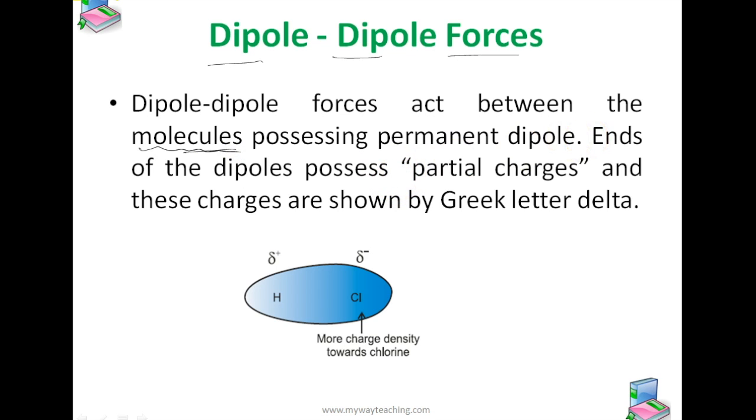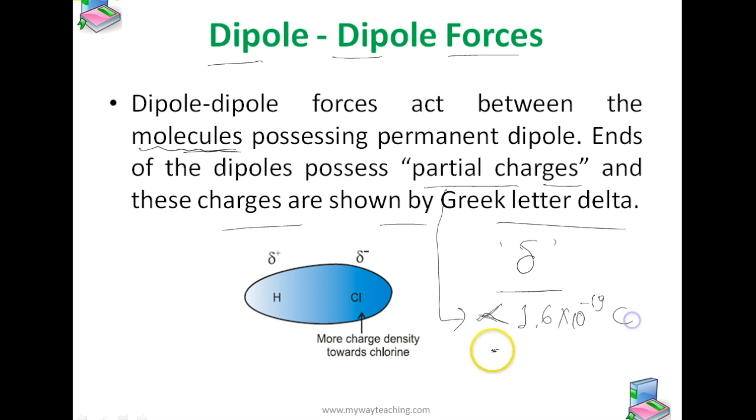Dipole forces act between molecules possessing permanent dipoles. Ends of the dipoles possess partial charges, and these charges are shown by the Greek letter delta. We know that partial charges are always less than the unit electronic charge. We know the electronic charge is 1.6 into 10 raised to minus 19 coulomb. Here the polar molecules interact with neighboring molecules.